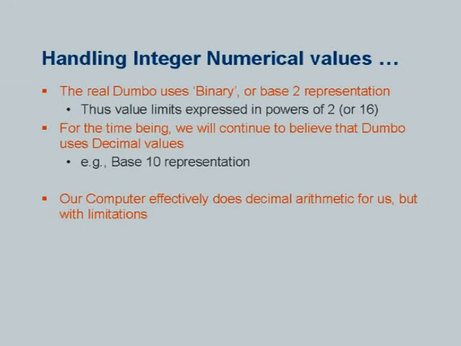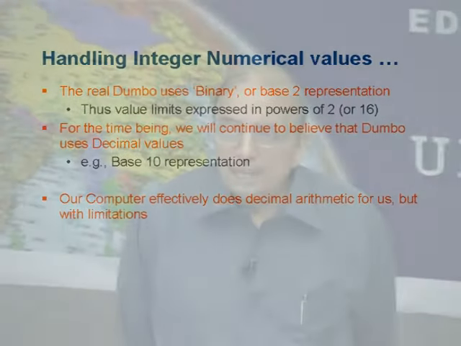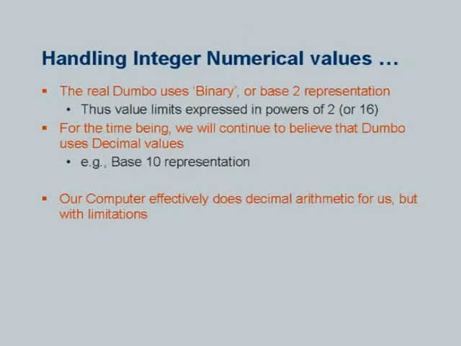So here we can state that the real computer uses the binary number system, or base 2 representation, and thus the value limits are expressed in powers of 2. It will be useful to indicate 16 too, to suggest that it could be a power of 2 or a power of 16. Indeed, on most computers, when floating point representation is used, the exponent is always treated as an exponent to the base 16 rather than base 2. That permits you to represent very large and very small values more effectively.